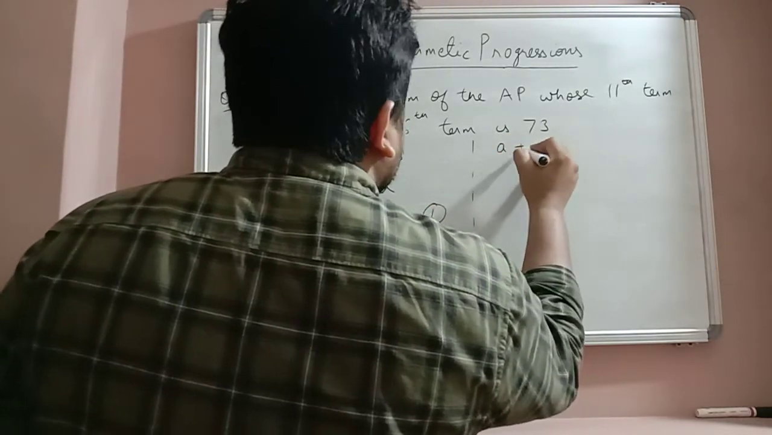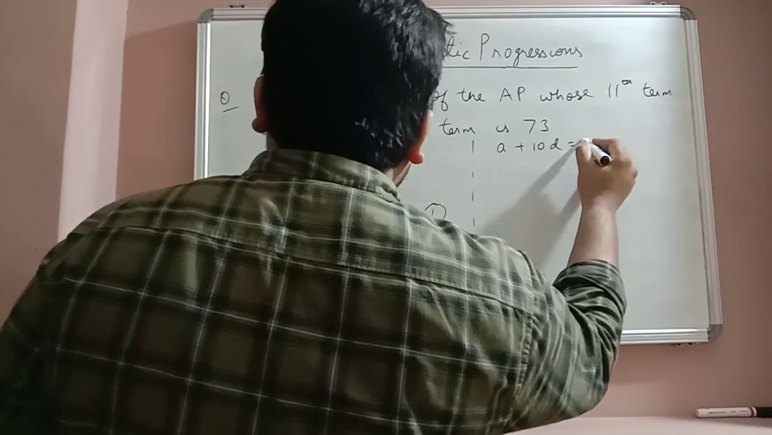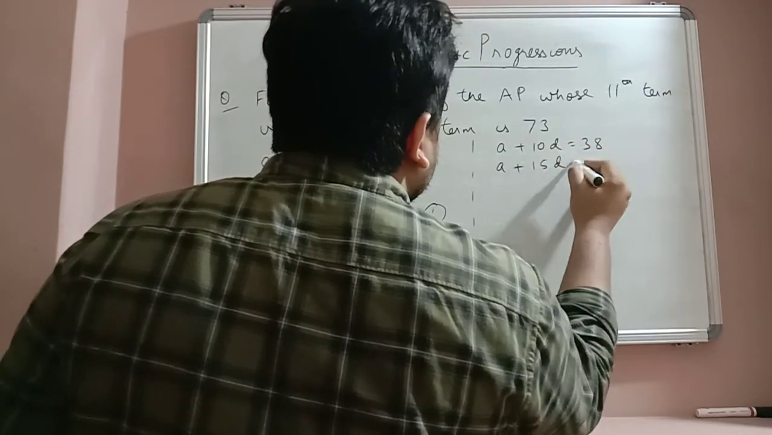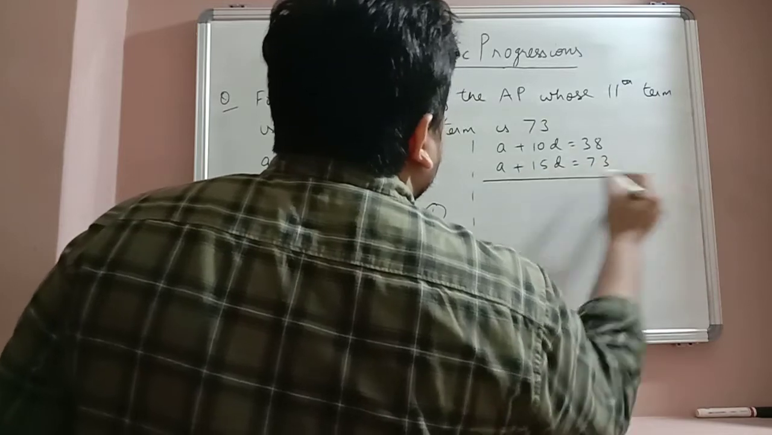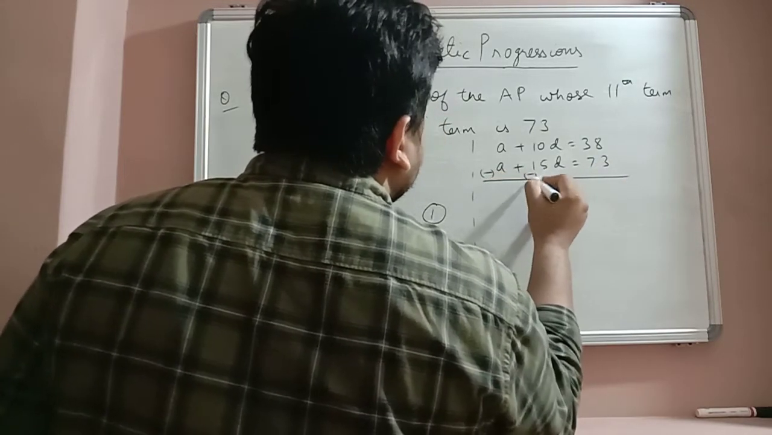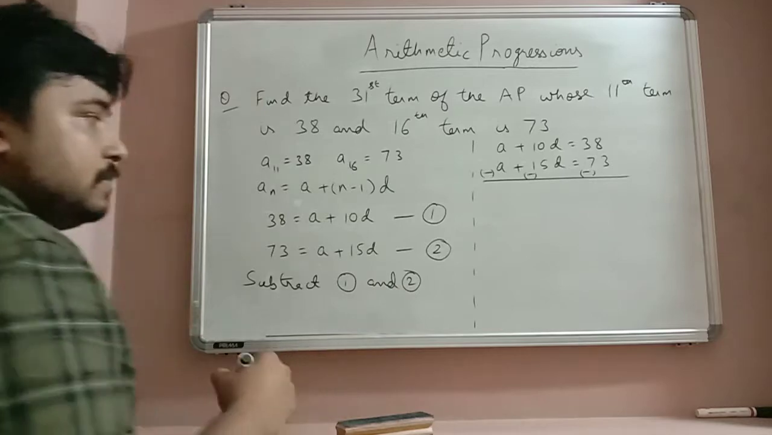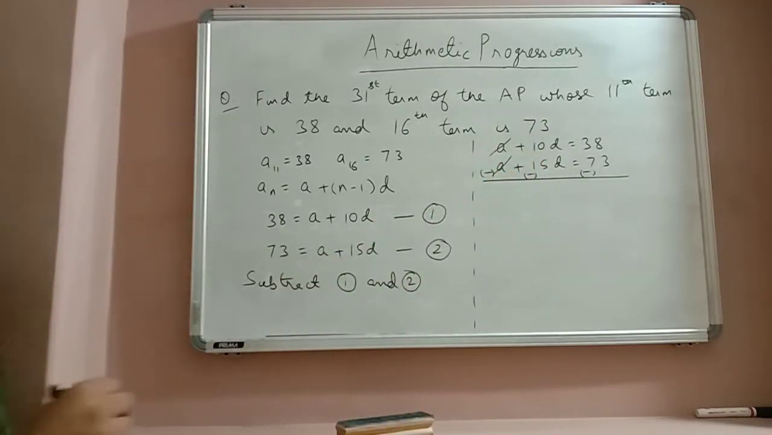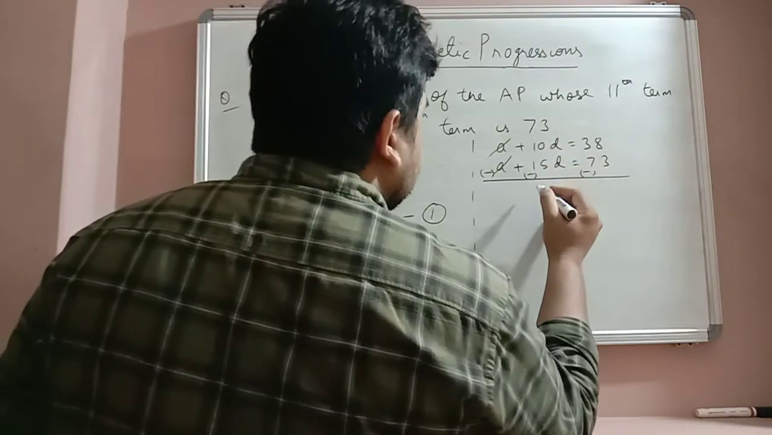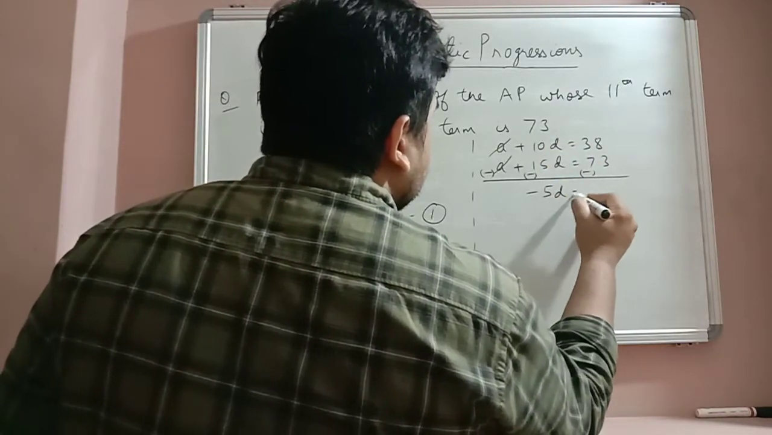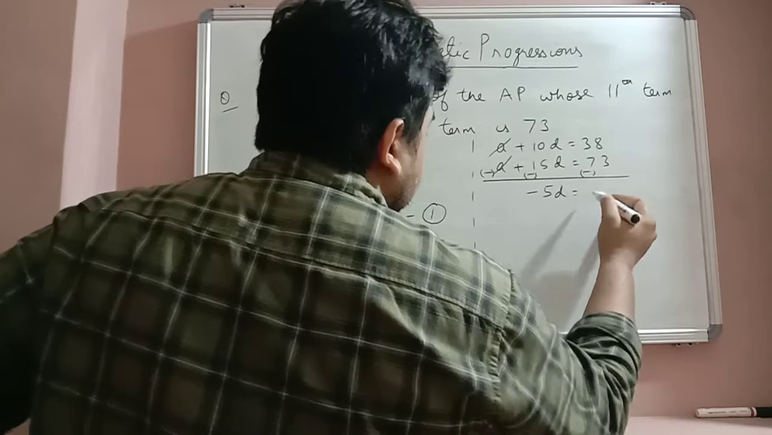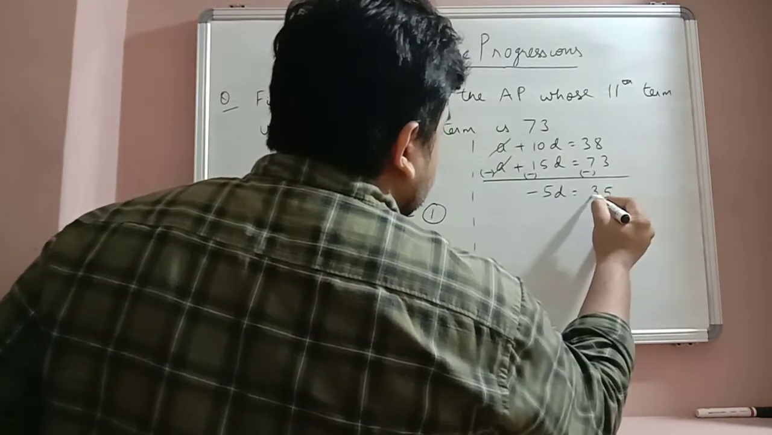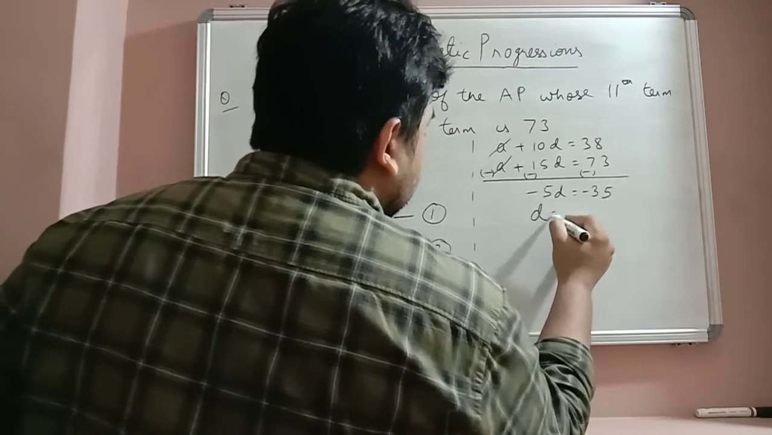Now the equations are A plus 10D equals to 38 and A plus 15D equals to 73. When we subtract, the signs will change. Plus becomes minus, minus becomes plus. A and A get cancelled out. We are left with 10 minus 15, it is minus 5D equal to 38 minus 73. 13 minus 8 is 5 and 6 minus 3 is 3, minus 35. So D becomes equal to 7.